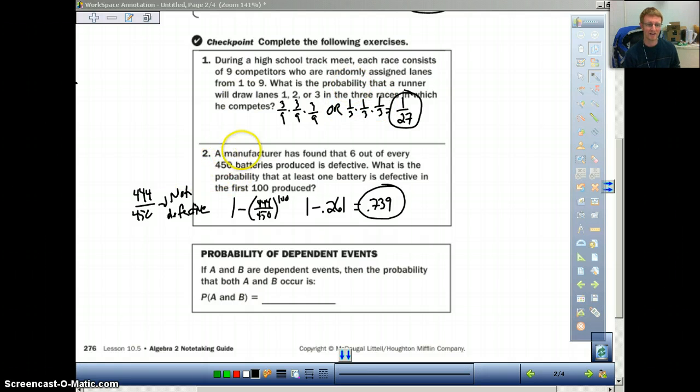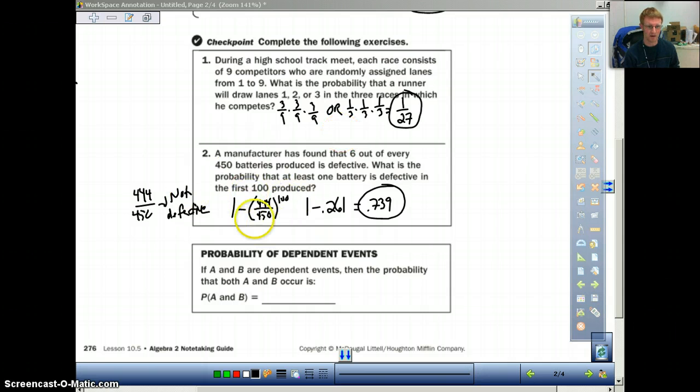The second one is, again, the same way as we did the second example. You figure out how many are not defective, so it's 444 out of 450. And because we're going to do it 100 times, we would raise that to the 100th power and then subtract it from 1 to find out whether a battery is defective.